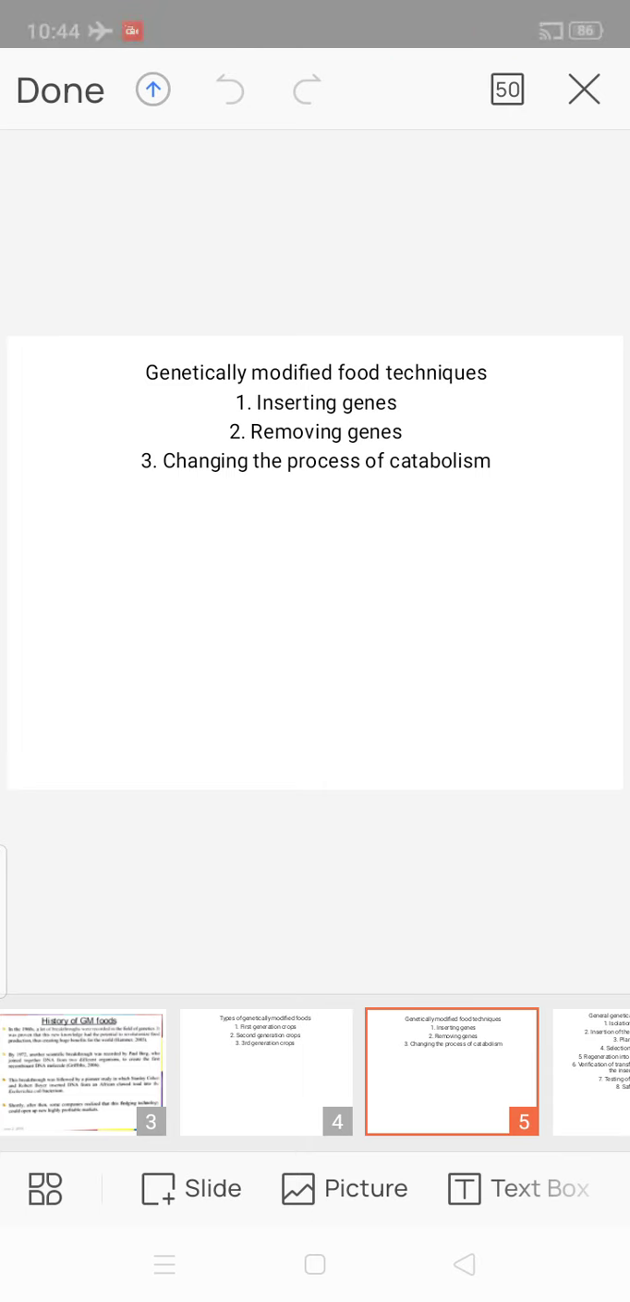And second one is removing genes, that is gene silencing.